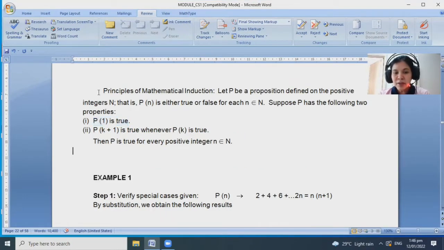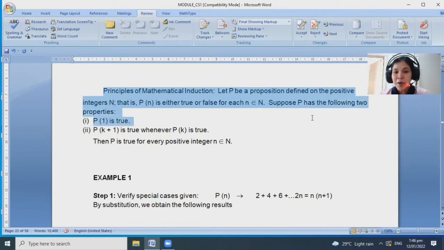Principles of mathematical induction. Let P be a proposition defined on the positive integers n. So when we say positive integers, they are exact numbers. That is, P of n is either true or false for each n that is an element of the natural numbers. Suppose P has the following two properties.